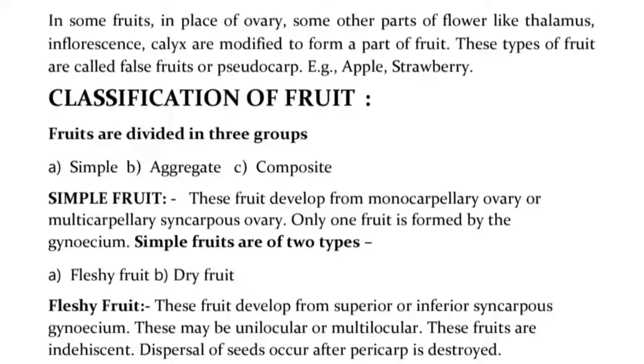In some fruits, in place of the ovary, some other parts of the flower like thalamus, inflorescence, calyx are modified to form a part of the fruit. These types of fruit are called false fruits or pseudocarp, e.g. apple, strawberry.